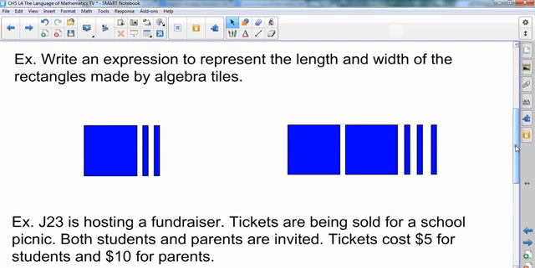Now this one is jumping ahead a little bit. We start to talk about the length and width of the rectangle made by algebra tiles. I talked with at least one of the classes about this, so it's not entirely new to all of you. We will be looking at this in Chapter 7 as well, but I wanted to mention it now. If this doesn't make a ton of sense, we'll take some time in class together. Basically, the algebra tiles are representing the area of a rectangle.